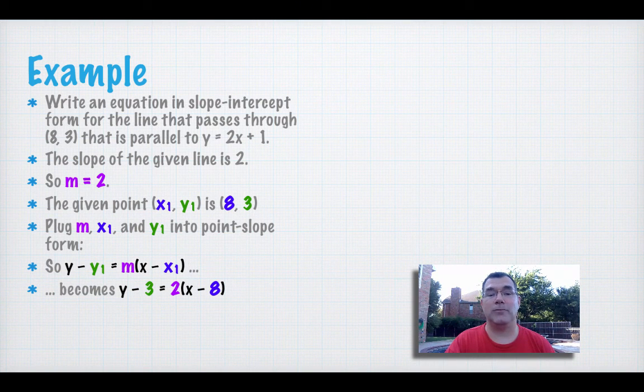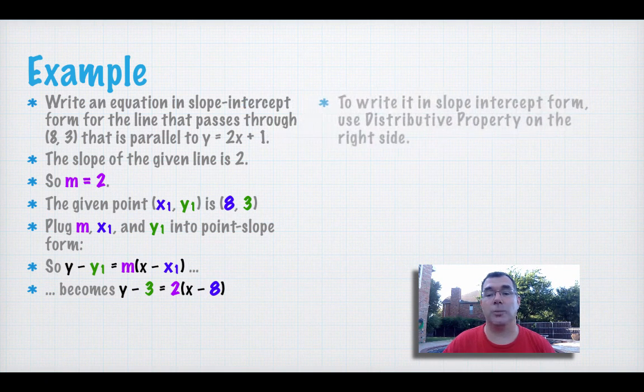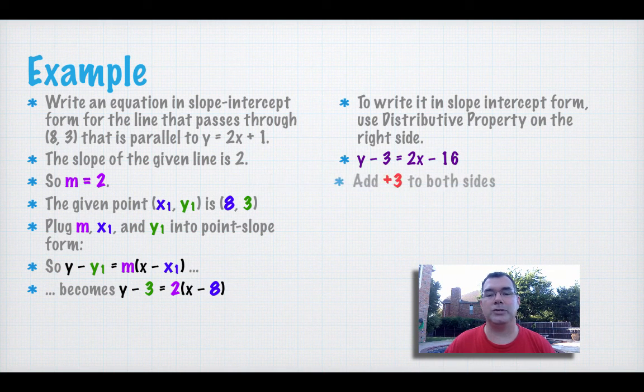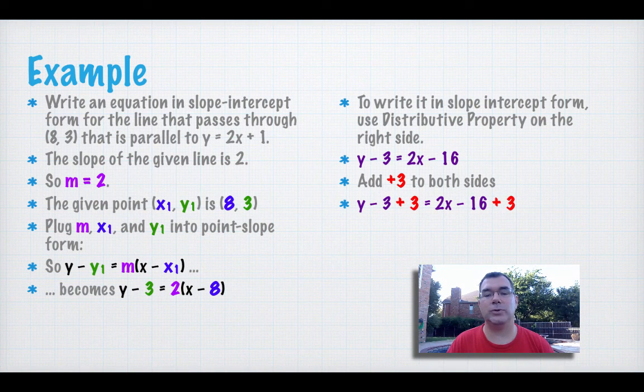Okay, that's point slope form. But I was asked for slope-intercept form, so I need to make some changes. The first thing I'm going to do is get rid of the parentheses by multiplying out that 2 using the distributive property. So 2 times (x - 8) is going to become 2x - 16, and the y - 3 can stay as it is. It almost looks like slope-intercept form except for that minus 3 that's on the left along with that y. So to get rid of that minus 3, I add 3 to both sides, and that's what it's going to look like.